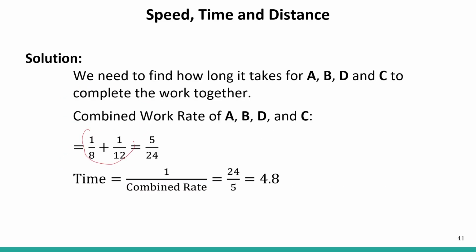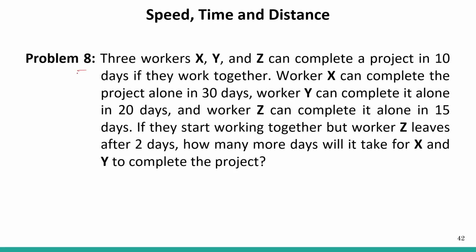Okay, so their combined work rate will be 1 by 8 plus 1 by 12, which is equal to 5 by 24. So time is equal to what? 1 by combined rate. So it will be 24 by 5, which is equal to 4.8. So it will take them 4.8 days. Okay. Let's see problem number 8.